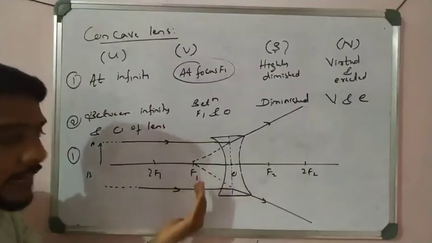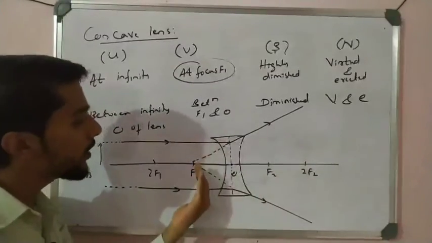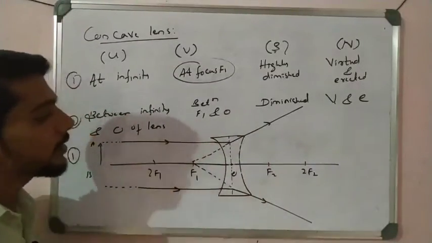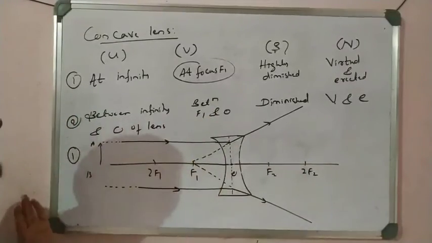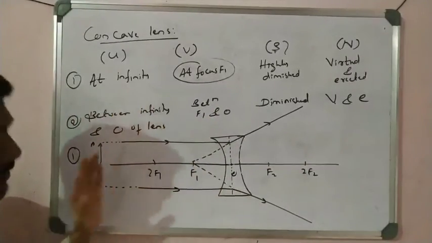So it is formed inside the mirror. Sorry, inside the lens. So it is virtual and erect. Right, students? So this is case number one. So please write this down.